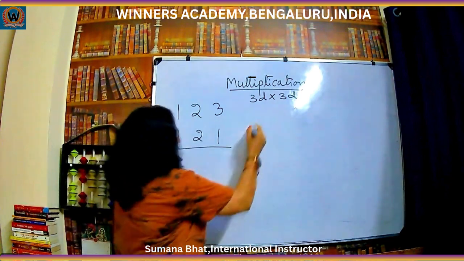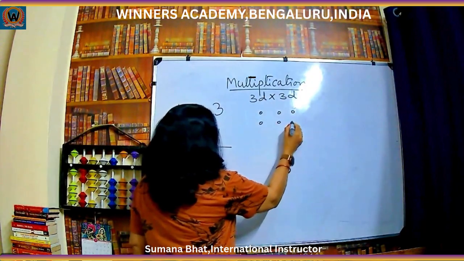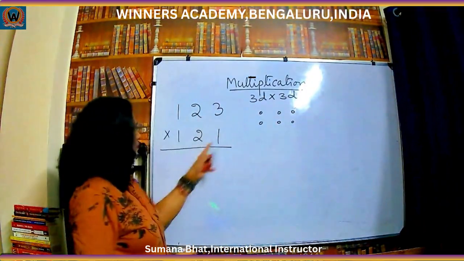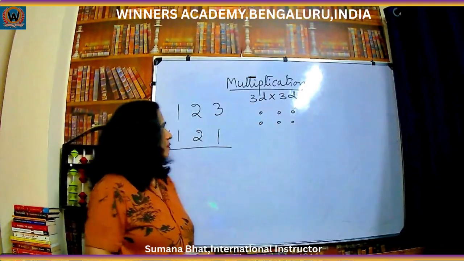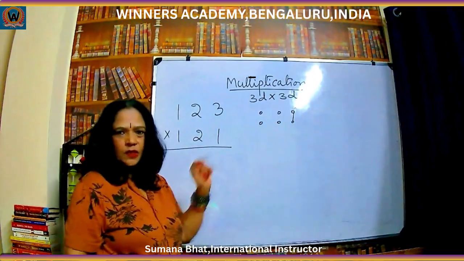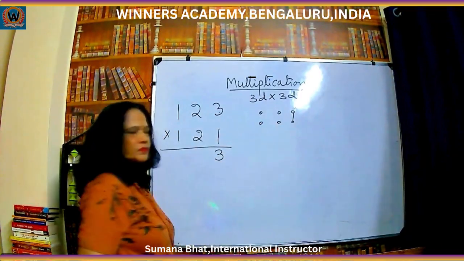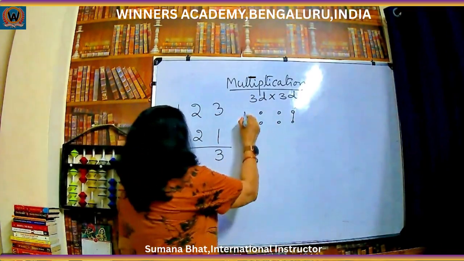That will save us. See, we have three numbers in each line, right? 1, 2, 3, 1, 2, 3. Three numbers are there. What is the first pattern? Multiply these two, meaning units and units. So 3 into 1 is 3. That is the first step we have to multiply.